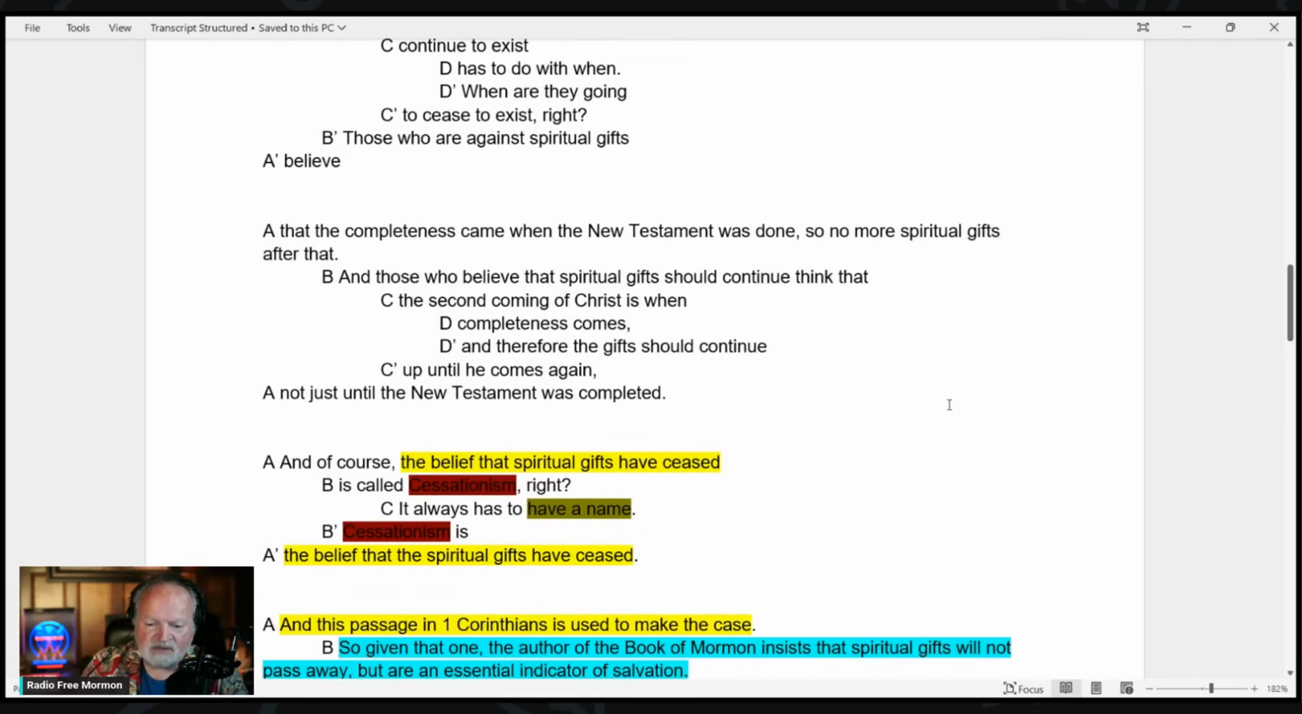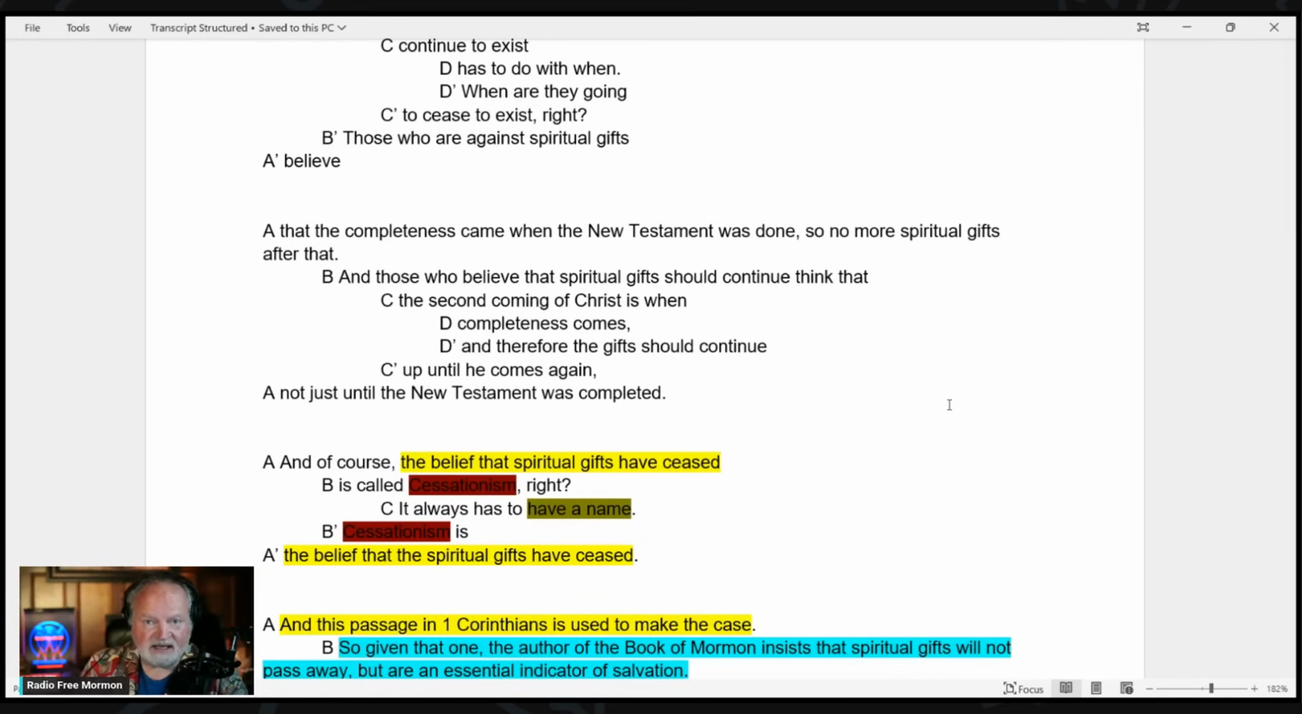And of course, A, the belief that spiritual gifts have ceased. B is called cessationism. That's a really unusual word for B. B is called cessationism, right? C, it always has to have a name. That's the center point, have a name. Sub B, cessationism is, see, cessationism gets repeated. Sub B, cessationism is. Sub A, the belief that the spiritual gifts have ceased.